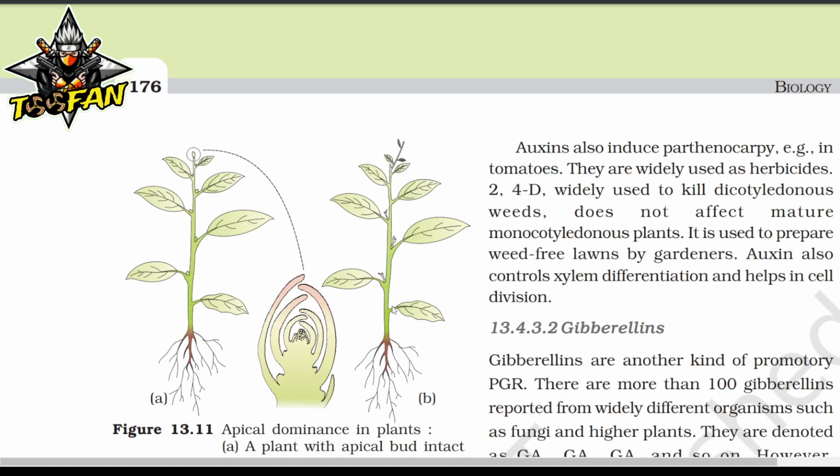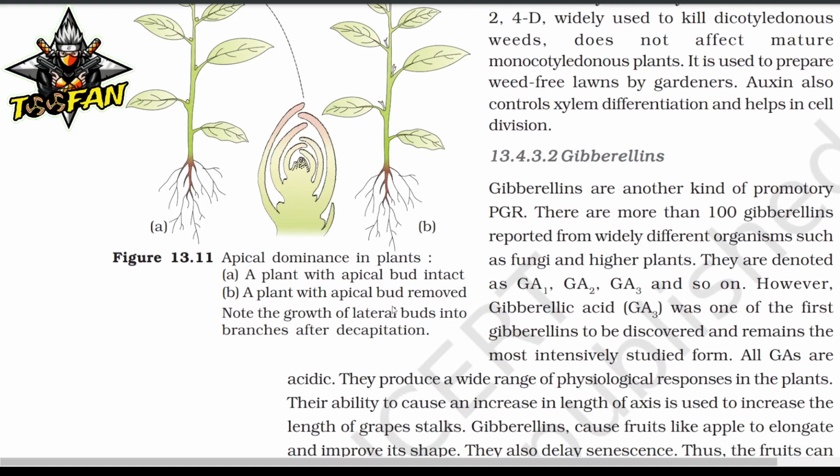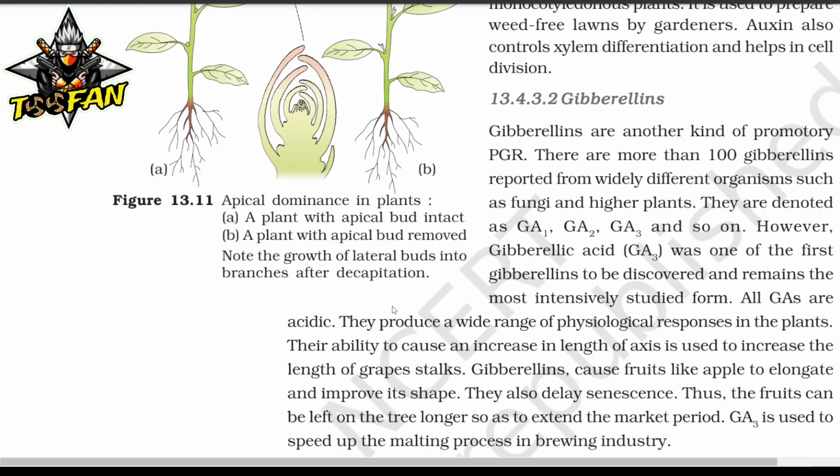Auxin also controls xylem differentiation and helps in cell division. Now second, gibberellins, another kind of promotory PGR. There are more than 100 gibberellins reported from widely differentiated organisms such as fungi and higher plants. They are denoted by GA1, GA2, GA3 and so on. However, gibberellic acid was one of the first gibberellins to be discovered. GA3 was the first gibberellin to be discovered and remains the most intensively studied form.